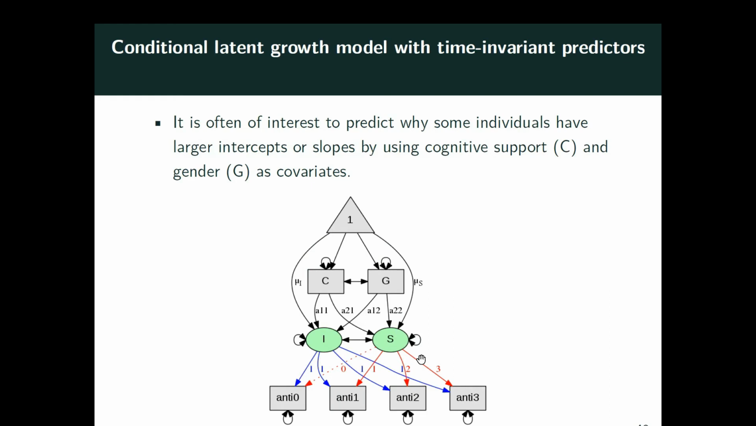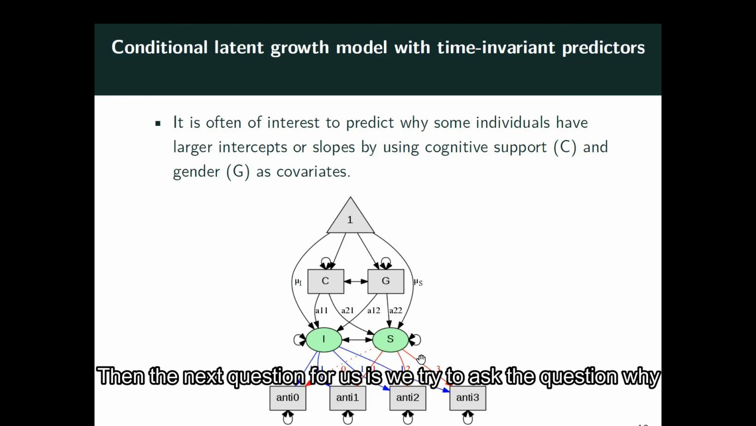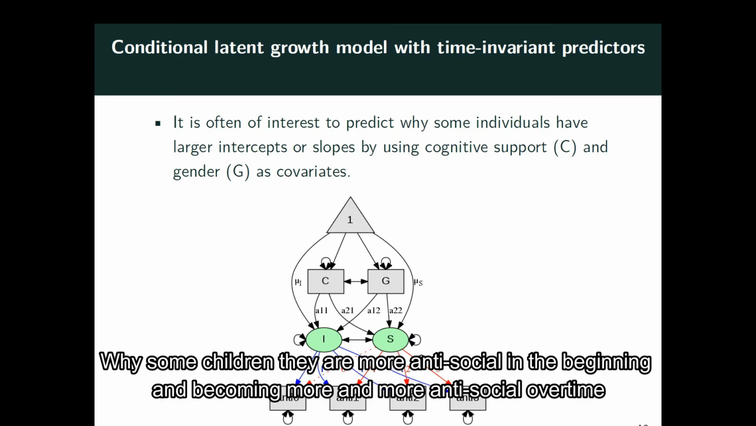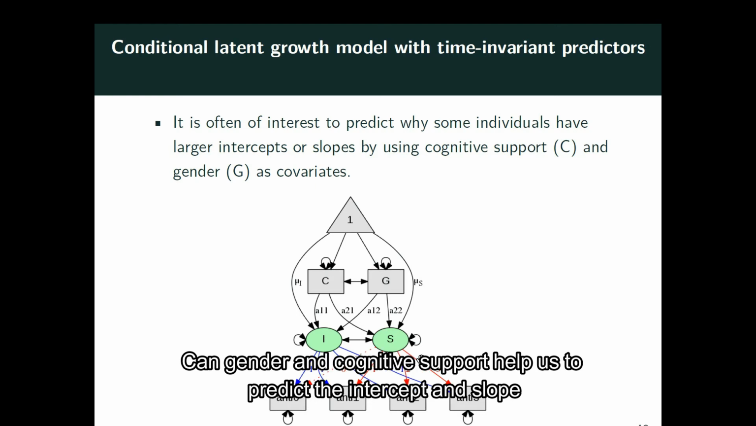Okay. So the second part: after finding that in general they're becoming more antisocial, the next question for us is we try to ask why. Why are some children more antisocial in the beginning and becoming more and more antisocial over time? So a logical question here, since we have the two predictors, gender and cognitive support, is: can gender and cognitive support help us to predict the intercept and slope?